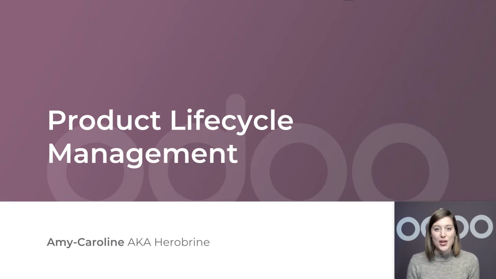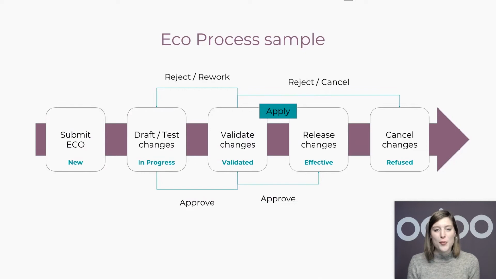Of course, everyone can have their own ECO type, and it's possible to have several for one company, but in my case, I will only have one because I would like to simply change my table legs to some that are more durable. Here is what I imagine for my ECO process, with two possibilities to reject or rework the improvement and a couple of moments where it can be approved or not. So let's see how this looks in my Odoo database.